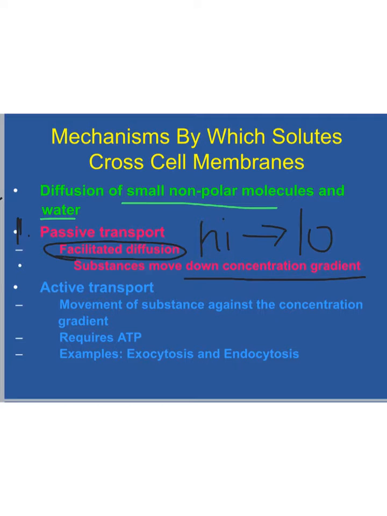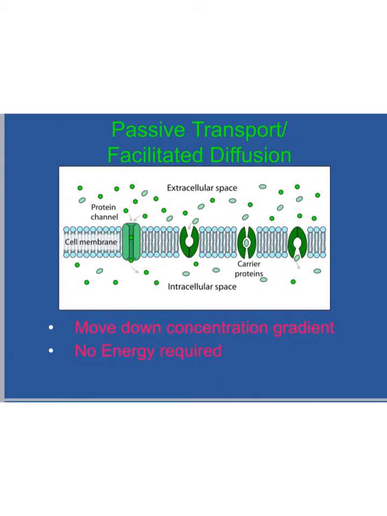The other type of transport is called active transport, and this is where you get movement of substances against a concentration gradient. So this would be from an area of low concentration to an area of high concentration. This type of transport does require energy. In order to get those molecules to move against the concentration gradient, we have to supply some energy. There are two examples of this, called endocytosis and exocytosis, that we're going to talk about.